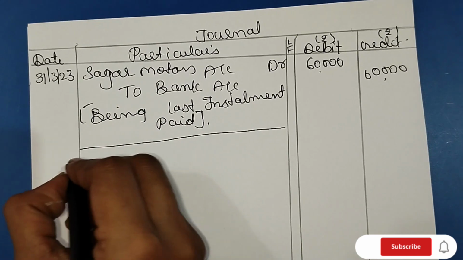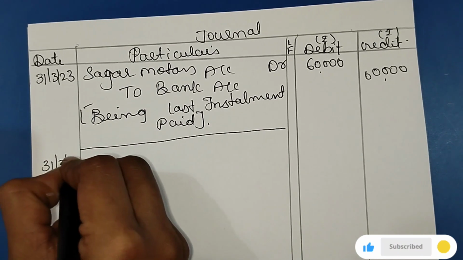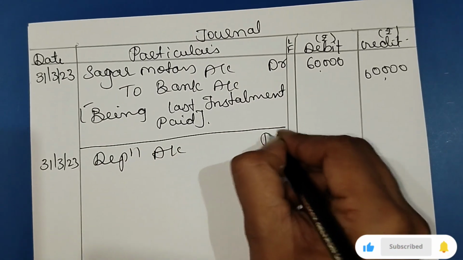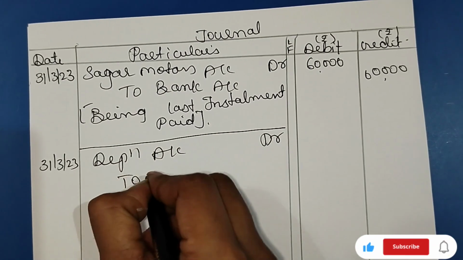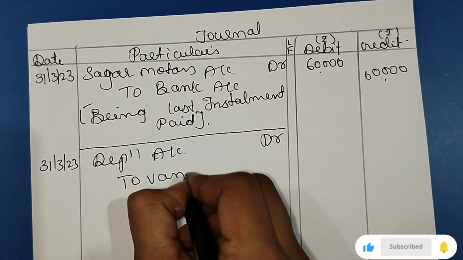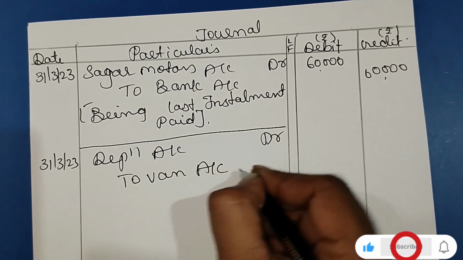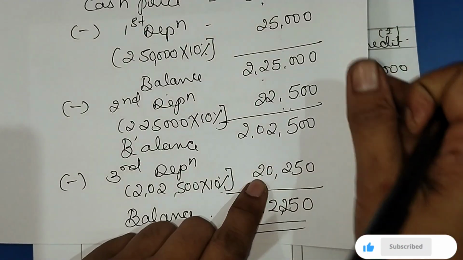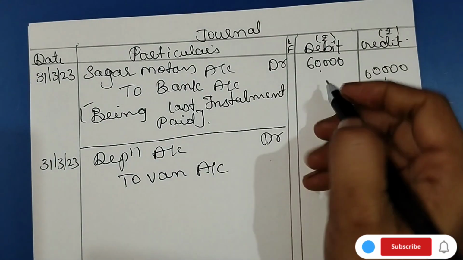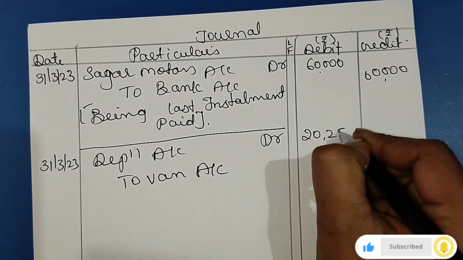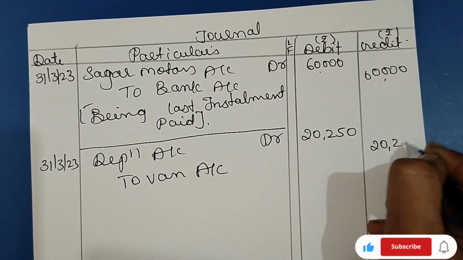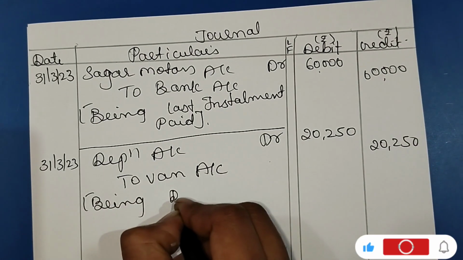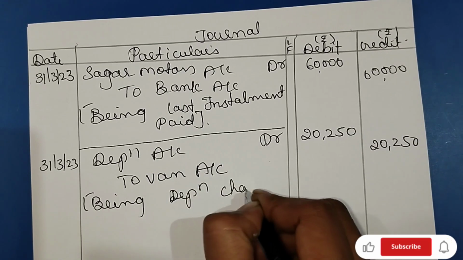Then the depreciation entry, 31st March 23. Depreciation account debit to van account. What is the last year depreciation? Last year depreciation is 20,250, being depreciation charged.